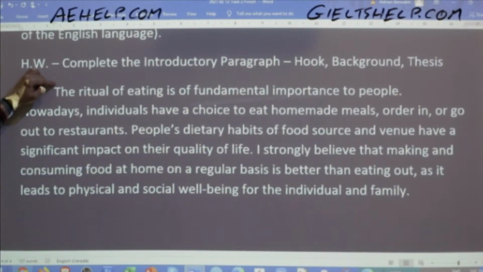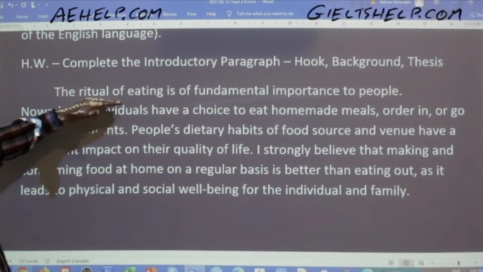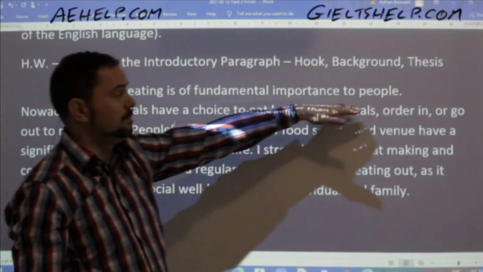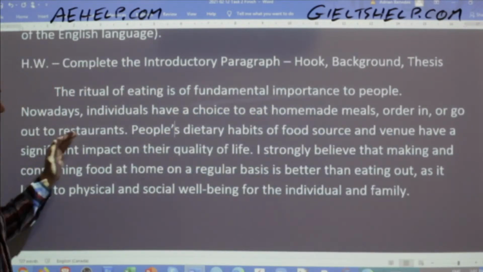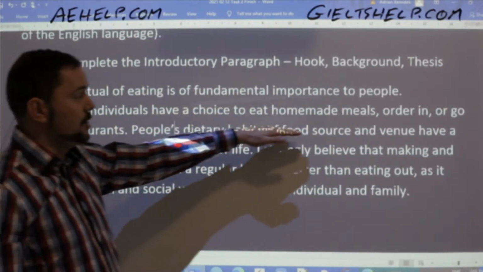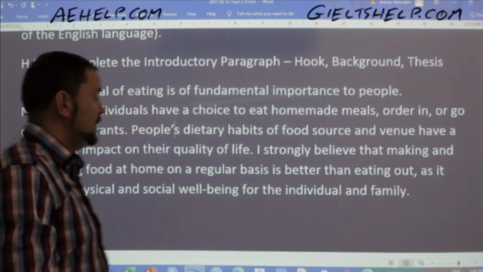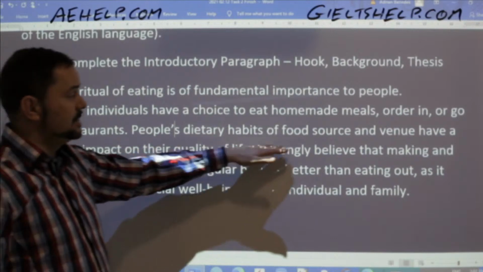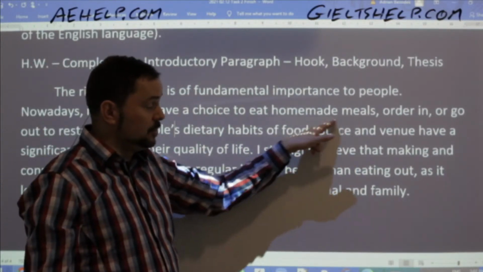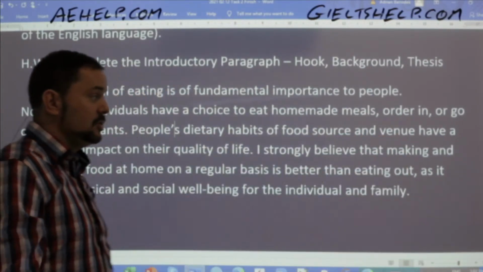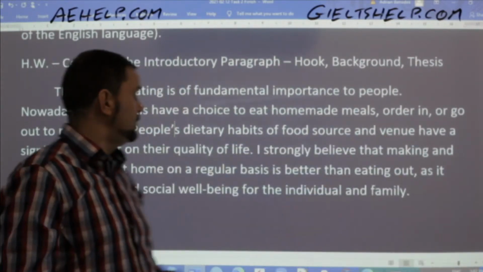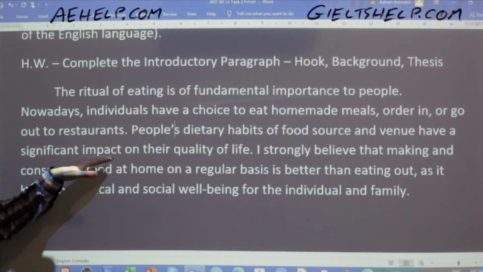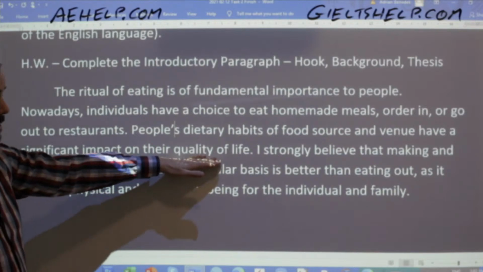But overall, it's fairly straightforward and simple. So the ritual of eating is of fundamental importance to people. Nowadays, individuals have a choice to eat homemade meals, order in, or go out to restaurants. People's dietary habits of food source, so where the food comes from, and venue, the location, have a significant impact on their quality of life.